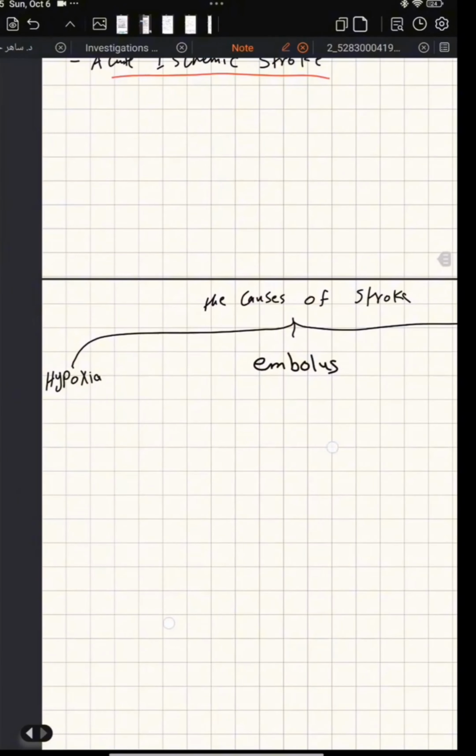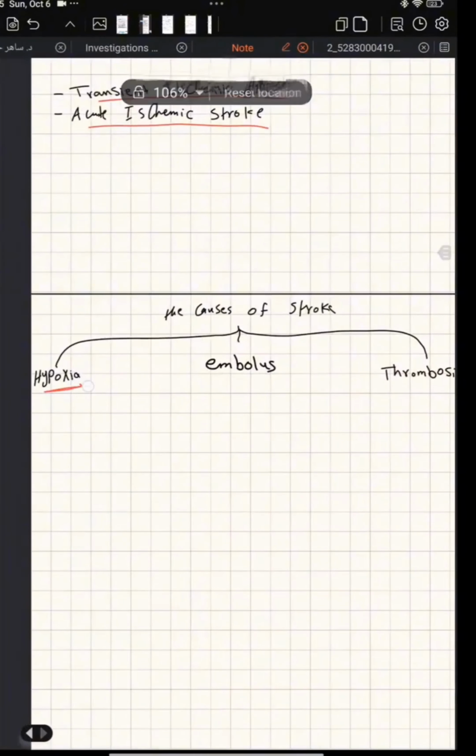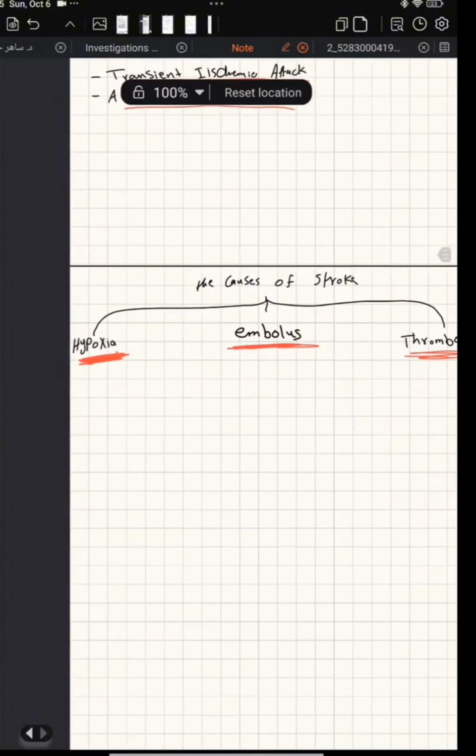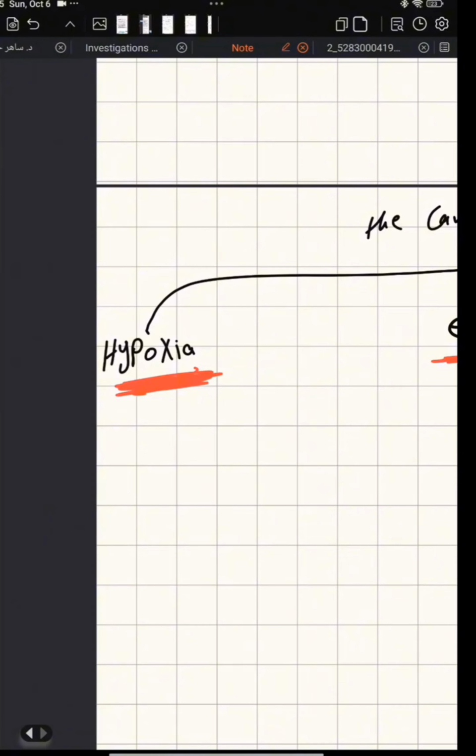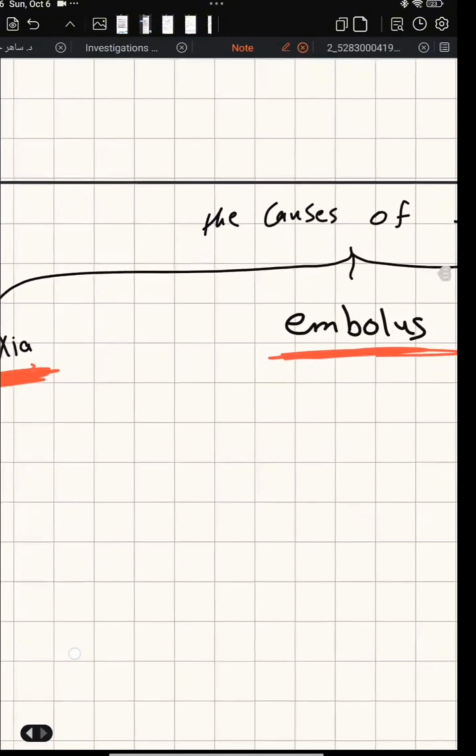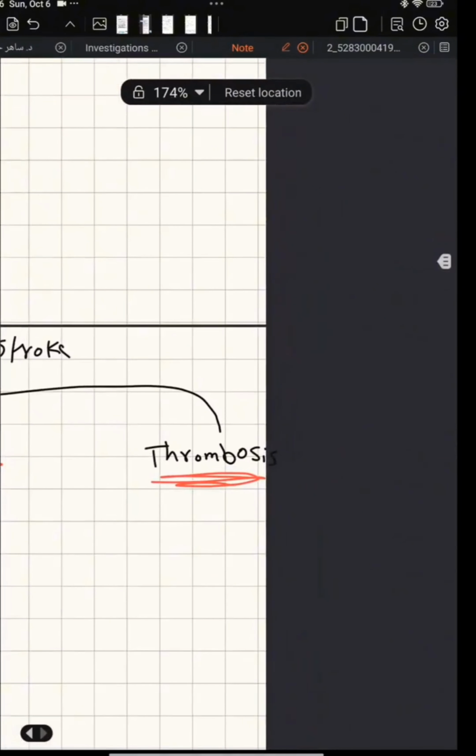Okay. Now, what are the causes of stroke? The first causes are hypoxia, embolus, and thrombosis. Hypoxia happens whenever the patient has a massive decrease in blood supply to the brain, thereby a massive decrease in O2 to the brain. This happens in cases such as cardiac arrest or shock, like septic shock and cardiogenic shock. Okay? This is for hypoxia.